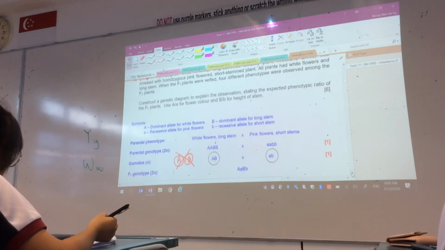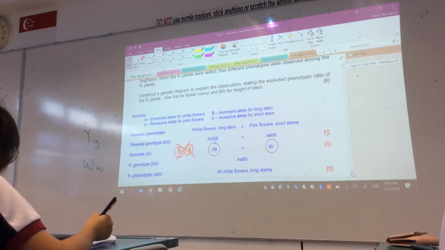And after that, you get the F1 genotype, no issue, right? So you just do a fusion, right? And your F1 phenotypic ratio will be this.